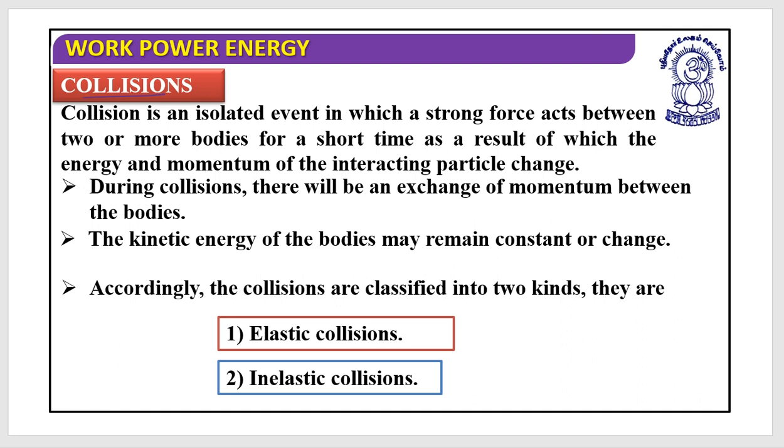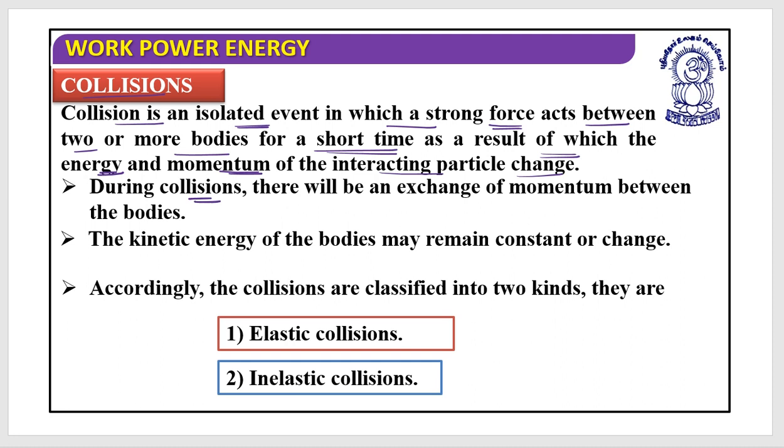What is a collision? We can say that a collision is an isolated event in which a strong force acts between two or more bodies for a short interval of time, as a result of which the energy and momentum of the interacting particles change. There could be certain internal forces due to which a certain amount of force acts on the bodies, and due to which their momentum or energy, or both, could be changing.